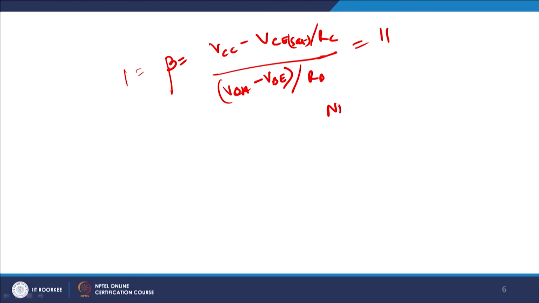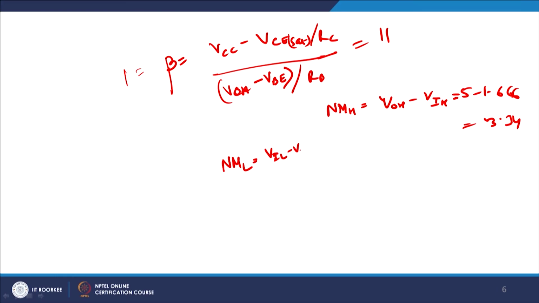Therefore, NMH will be equal to VOH minus VIH, and this comes out to be 5 minus 1.666, and that is equal to 3.34. In the second case, when I find NML, it is VIL minus VOL. So, what is the value of VIL? 0.7 volts minus 0.2 volts, and that is equal to 0.5 volts.